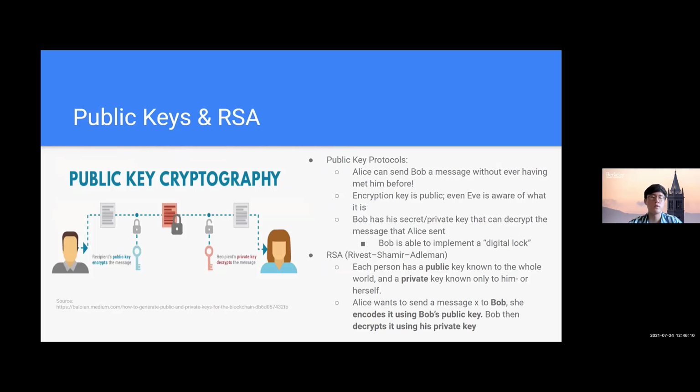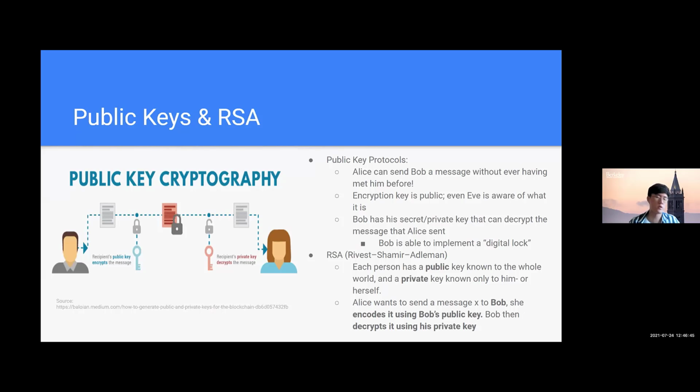So now computer scientists developed a protocol called public key. It's kind of awkward because now Alice is sending Bob a message without ever having met him before. We just say the encryption key and encryption function are public, even if whoever is eavesdropping is aware of what that function is. And Bob himself has his secret private key that can decrypt the message that Alice sent. So it is more like Bob is able to implement a digital lock that only he can open.